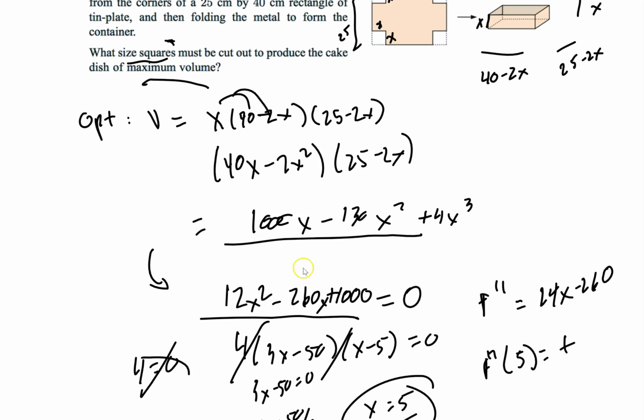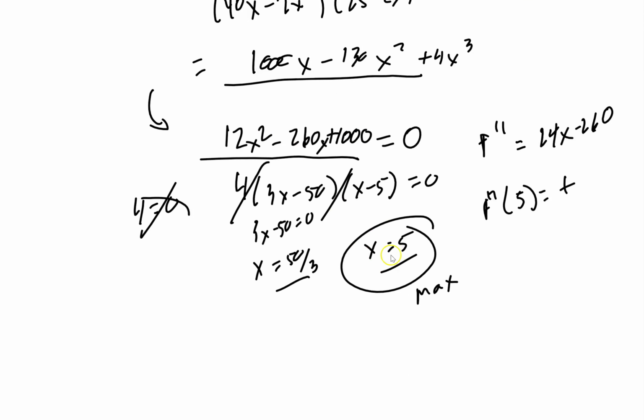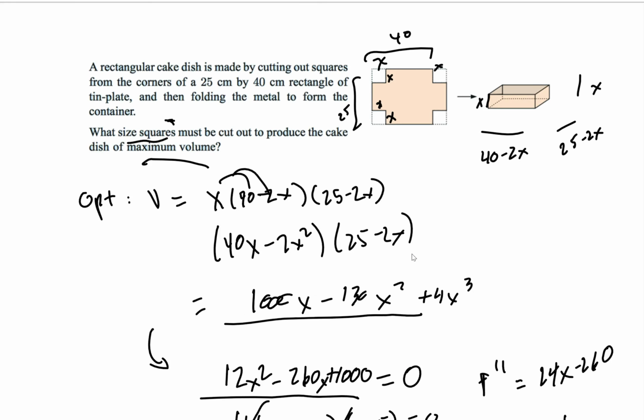Now look at the question in this one. What square size must be cut out? So I don't have to actually find the max volume. I am done. The square size is 5. And that's the way it works. Same concept as before, right? You have to optimize this. Well, how do we optimize it? We try to optimize volume, so let's find what the volume is.